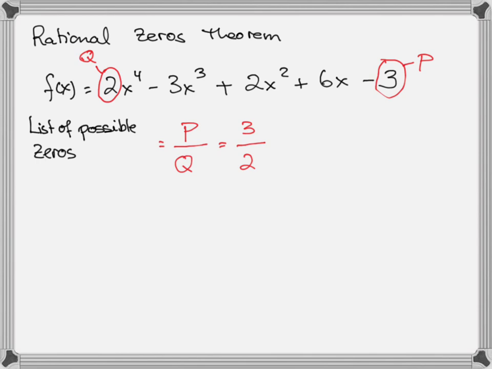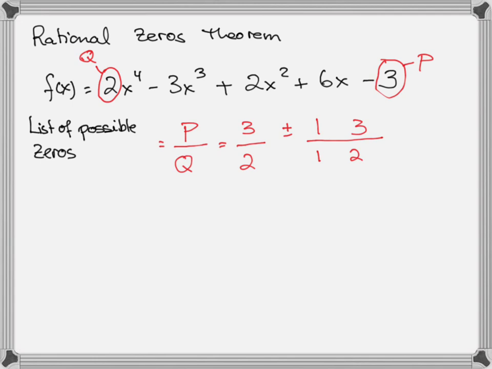What are factors of 3? 1 and 3. And I like to write them in order from low to high. And now what are factors of 2? 1 and 2. Now don't think of this as a fraction just yet. At some point it's going to look like a fraction, but not now. We're listing the factors of the constant term, and we're listing the factors of the leading coefficient. And we say plus minus because it could be positive or negative.